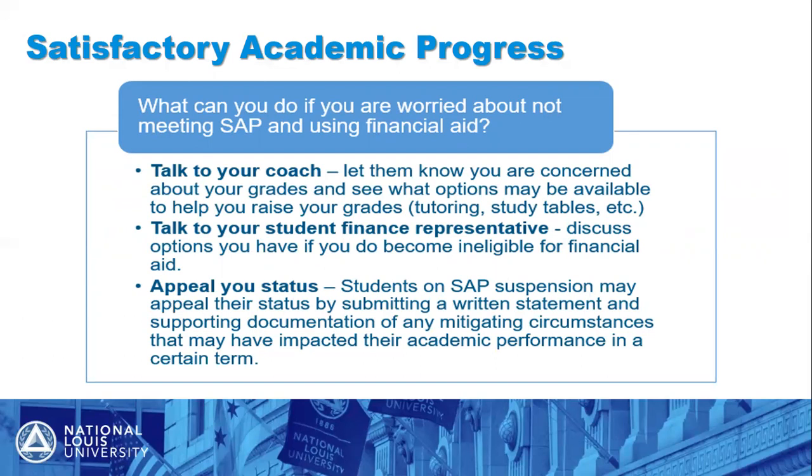Students on SAP suspension may appeal their status by submitting a written statement and supporting documentation of any mitigating circumstances that may have impacted their academic performance in a certain term. For example, maybe you had to drop your classes because you got sick or a family member got sick. There was a death in your family. Maybe somebody lost their job and you need to get a second job because you had to make up that income in the household. So you are allowed to appeal once in your academic time here at NLU, so once in your lifetime here at NLU.